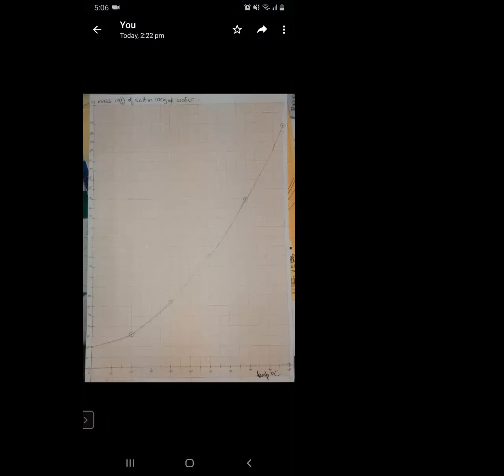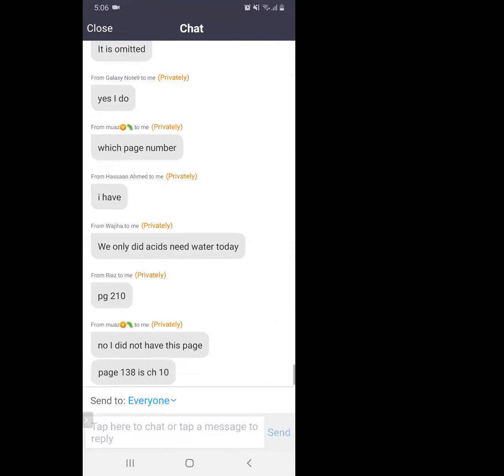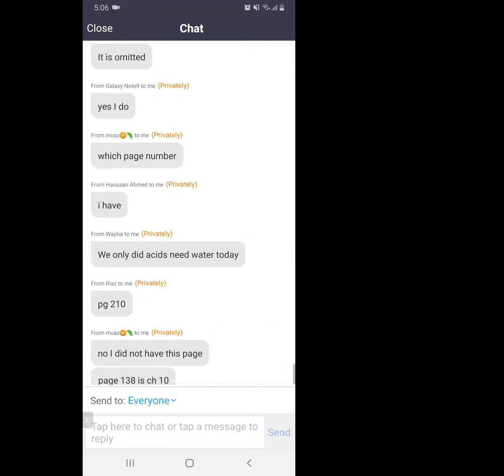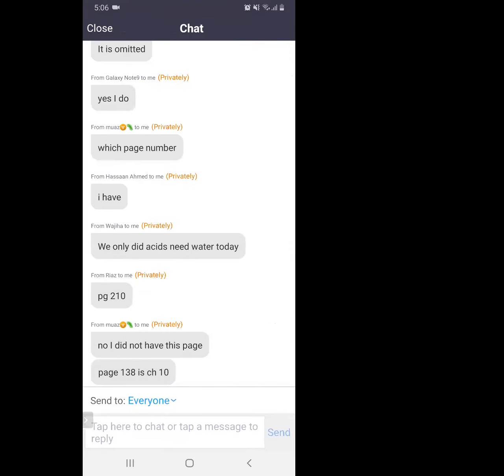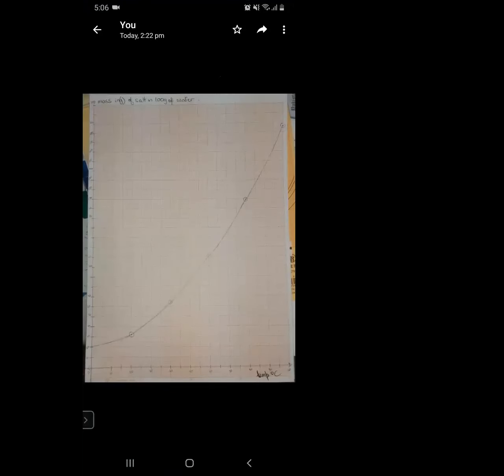Now, what pattern can you see from your graph? That's part B of the question. What pattern can you see from your graph? So how will you describe the pattern here? How will you describe the pattern? Yes, let's see. Can you describe the pattern of solubility of potassium nitrate looking at this graph?